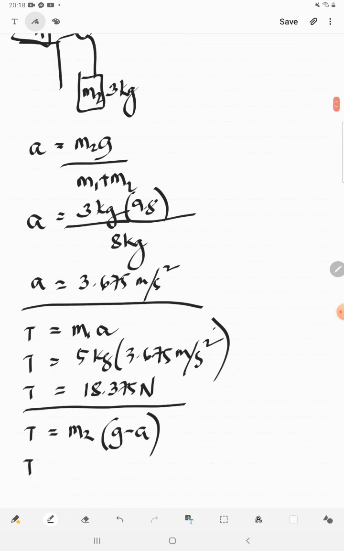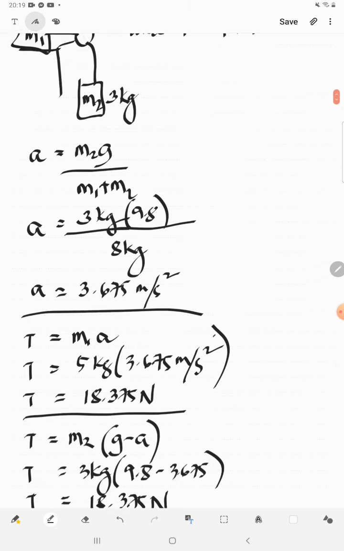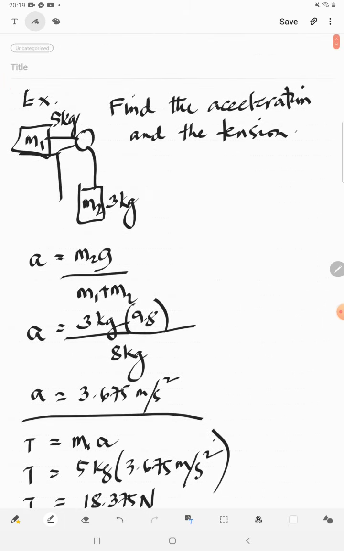Okay, so if we want to check our tension across M2, then this is M2 times G minus A. So your T equals M2, which is 3 kilograms, times 9.8 minus 3.675. Okay, so the tension is simply equal to 18.375 newtons. So you will see that our answer is the same for the tension.